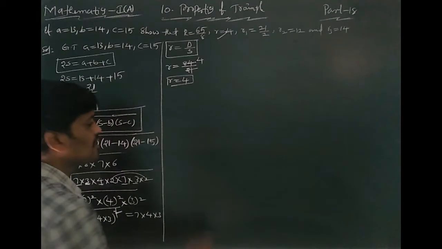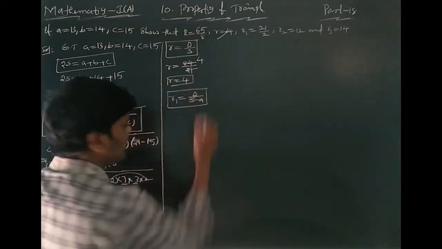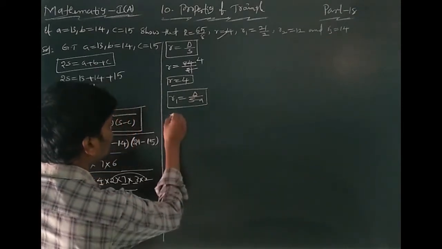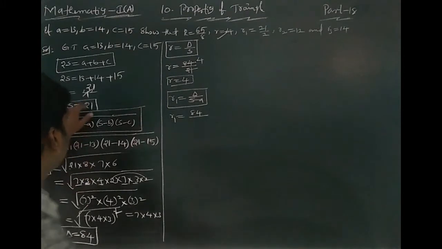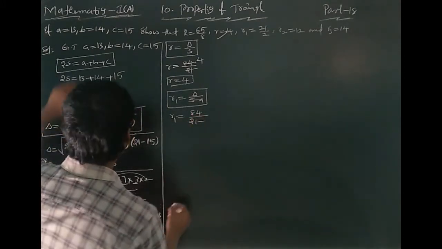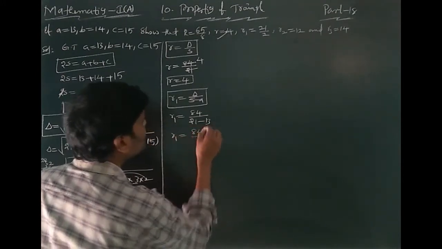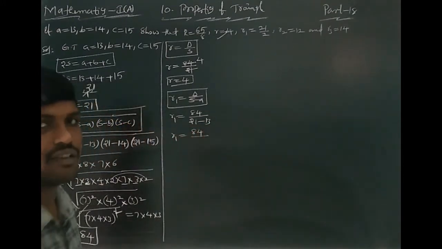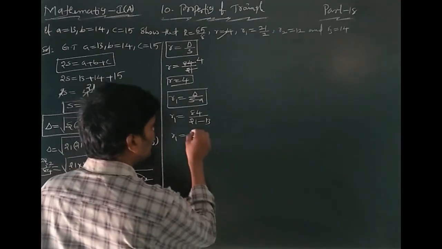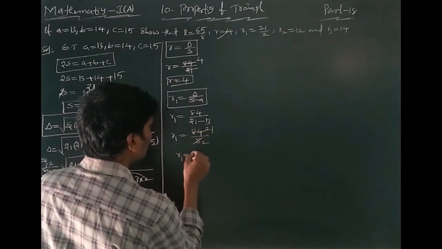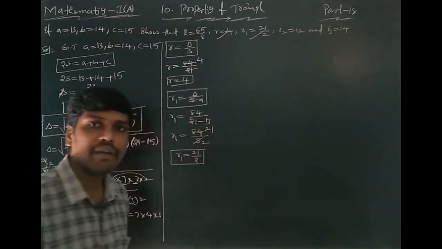First one is completed. Next, R1 equals delta by s minus a. In this formula, you know the delta value is 84, the s value is 21, and a value is 13. R1 equals 84 by 21 minus 13, which is 8. 4 twos are 8, 4 21s are 84. You get R1 value as 21 by 2. R1 is also completed.